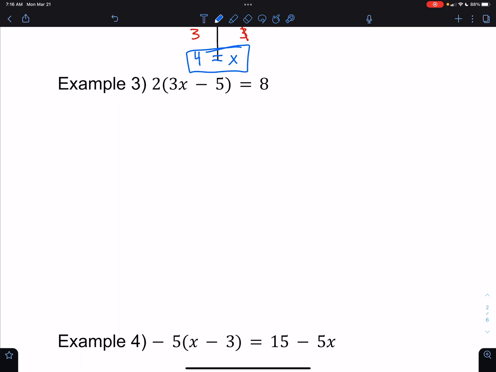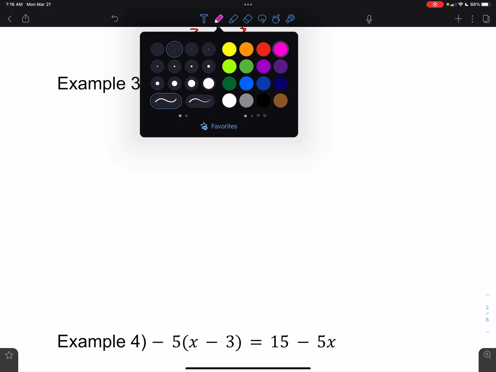When this happens, we want to think of what we call distribution. We can take the 2 that's on the outside of the parentheses, and we can multiply its value to every single thing inside the parentheses. Inside these parentheses are 2 different things, 3x and negative 5. So if we multiply both those things by 2, we can get rid of that 2 that's out front, and we can get rid of the parentheses because its value would have been put inside. And so let's do that.